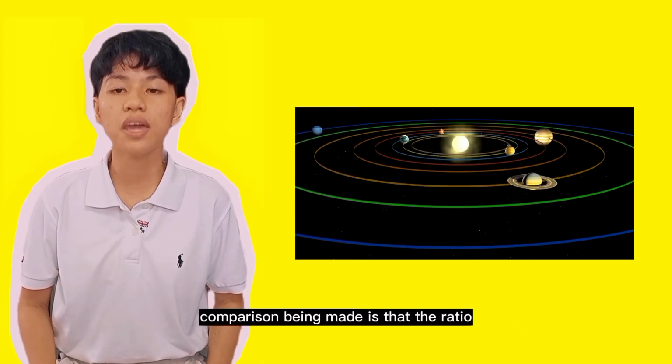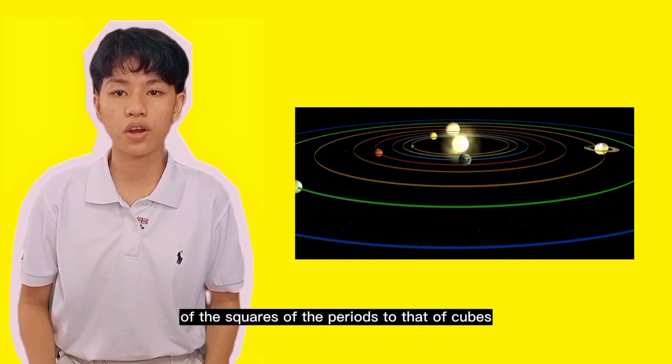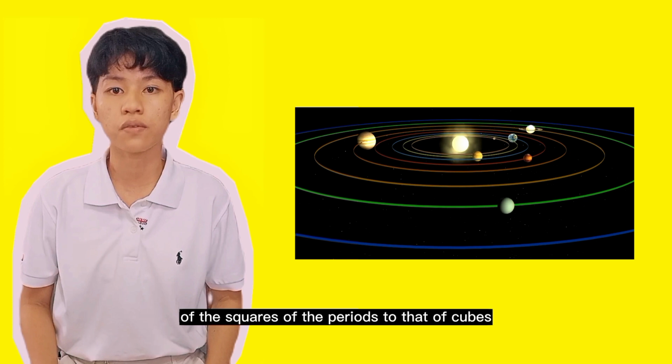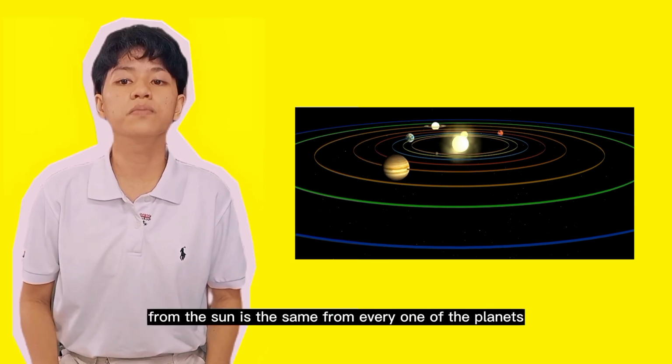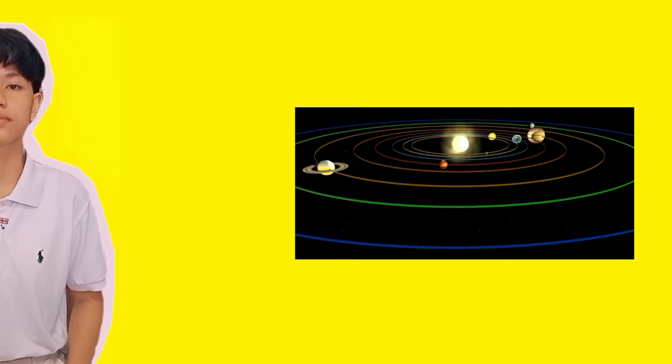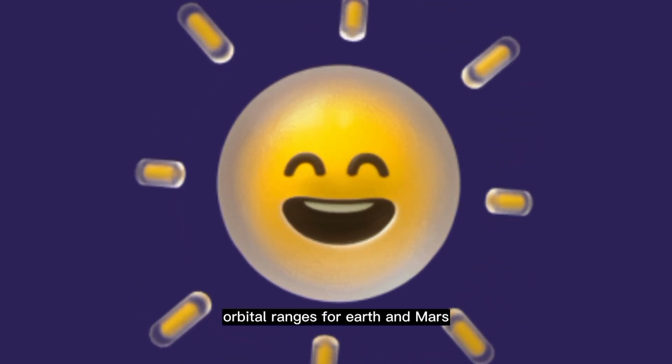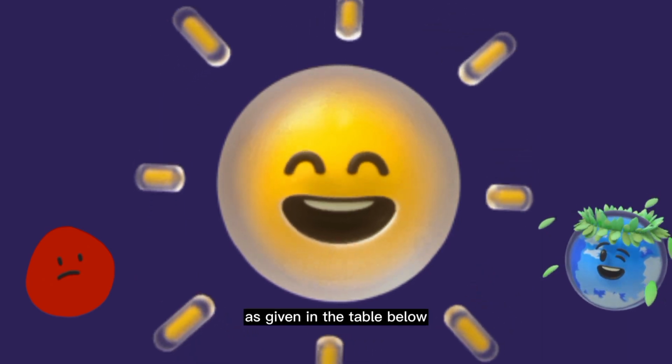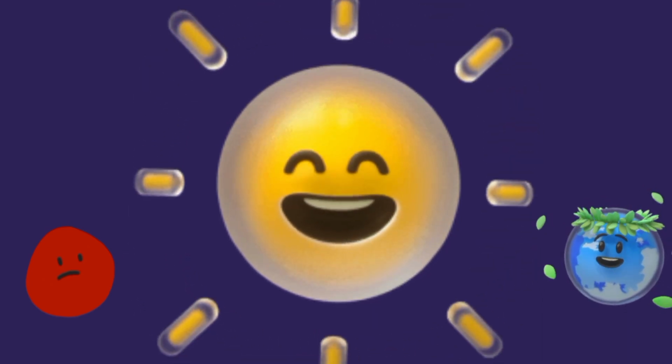The comparison being made is that the ratio of the squares of the periods to the cubes of their average distances from the Sun is the same for every one of the planets. As an illustration, consider the orbital period and average distance from the Sun, the orbital radius, for Earth and Mars as given in the table below.